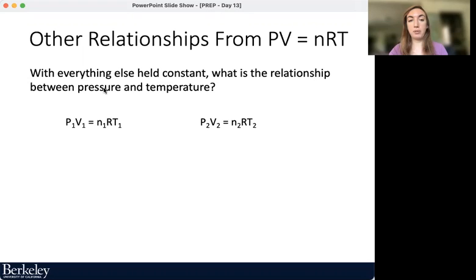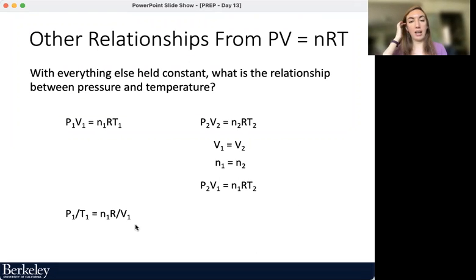So I'm changing pressure and temperature, but I'm keeping everything else constant. So I'm keeping R, the volume, and the number of moles constant. So V1 equals V2, N1 equals N2, and R is always just a constant. So I can substitute in V1 for V2 and N1 for N2. So I have P2 times V1 equals N1 times R times T2. And then I can lump all the things that I know together. And on the other side, I can lump the things I don't know.